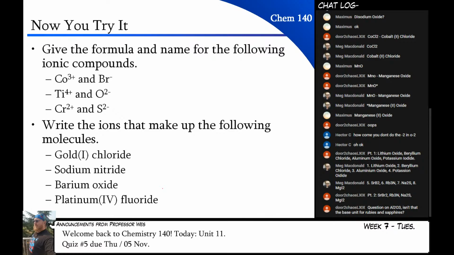Anyway, here's a bunch more compounds. Do the same thing. So take those ions and put them together and make a formula and then a name. And then for the bottom set, turn the names into ions and then also write a formula. It doesn't say to do that, but I'm going to add that here. So then write the formula. All right. So I'll give you a few more minutes to do that, and then we'll probably be due for a break. So I'll see you in just a bit.